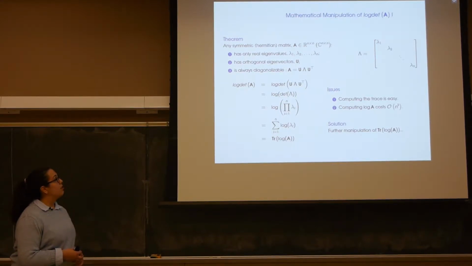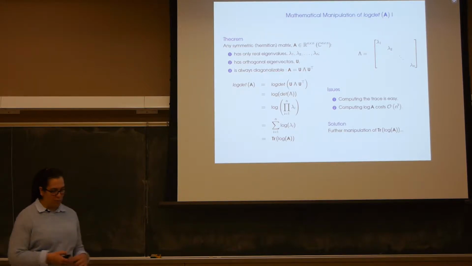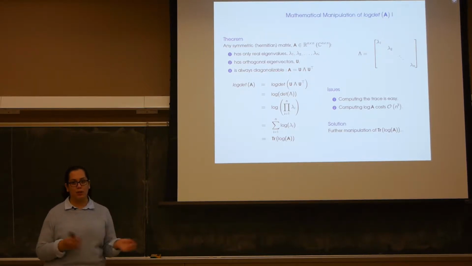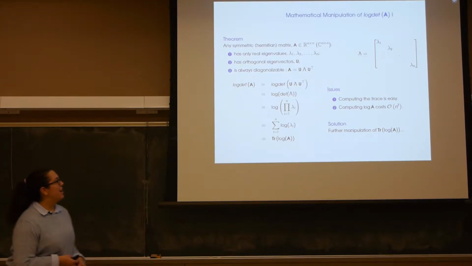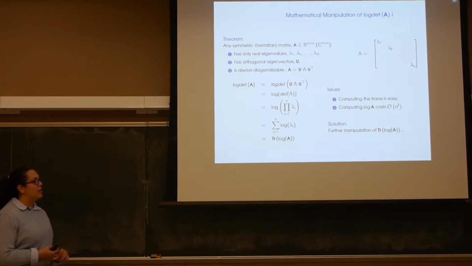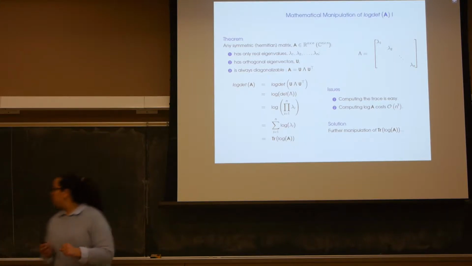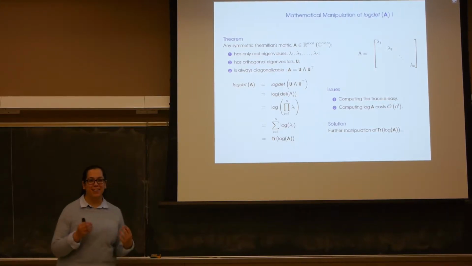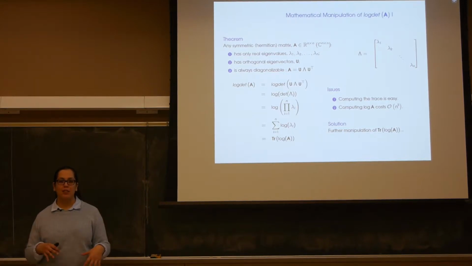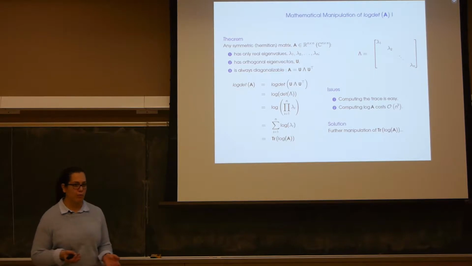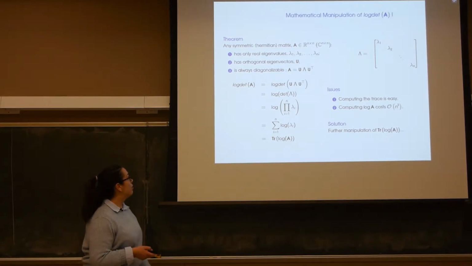So let's think how we are going to tackle this problem from our perspective, using randomized algorithms. We are going to derive a randomized algorithm where first we manipulate the log determinant mathematically, and then we use randomized linear algebra techniques and results in order to achieve a satisfying quality of approximation.